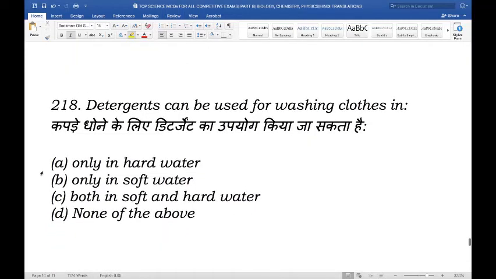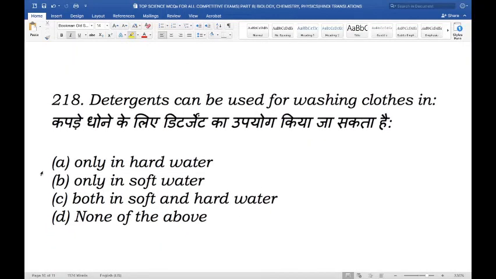Next question. Detergents can be used for washing clothes in, is it A, only in hard water, B, only in soft water, C, both in soft and hard water, or D, none of the above? So detergent can be used for washing clothes in both soft and hard water. Detergent does not react with calcium and magnesium ions present in hard water to form scum. So detergent gives good amount of lather in hard and soft water.